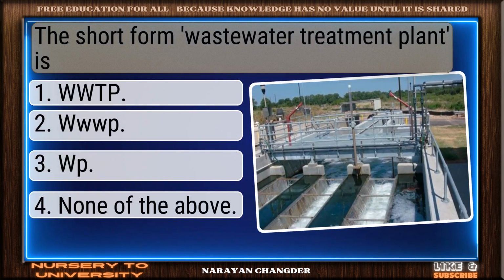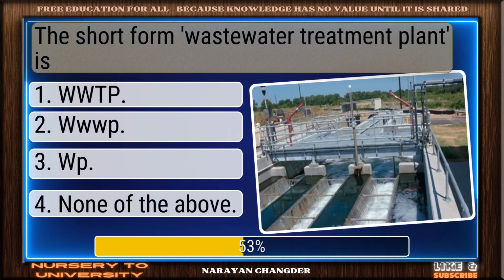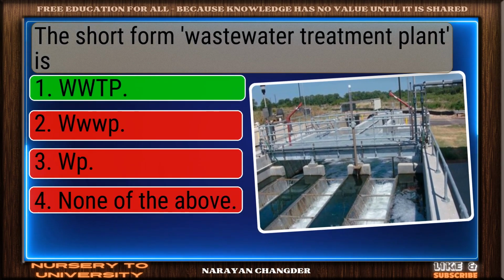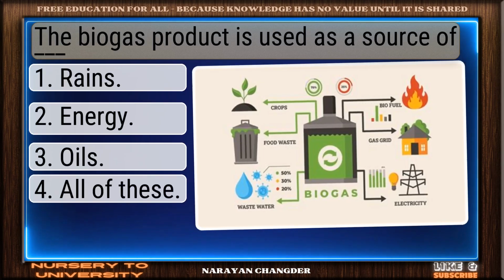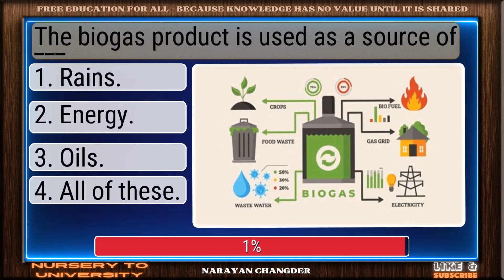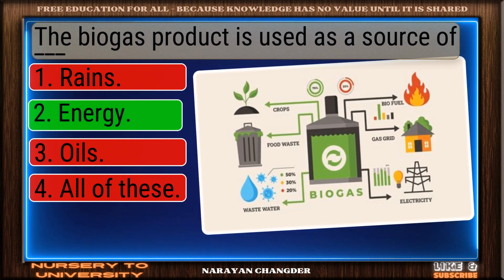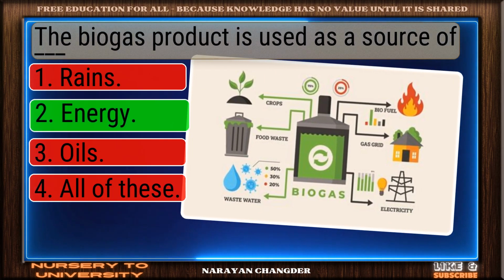Question number 76. The short form wastewater treatment plant is? Valid point. WWTP is true. Question number 77. The biogas product is used as a source of dash. Right choice. Energy is the best answer.